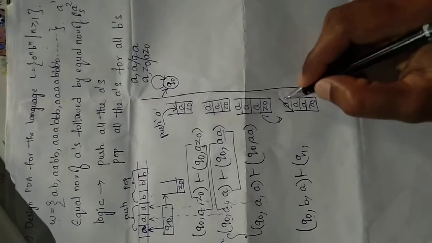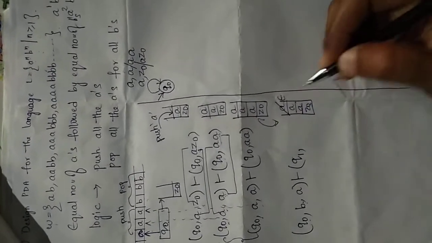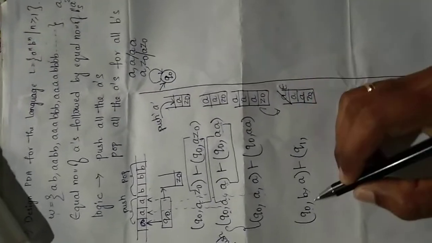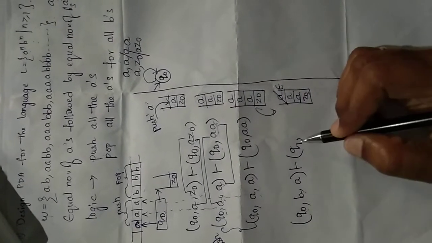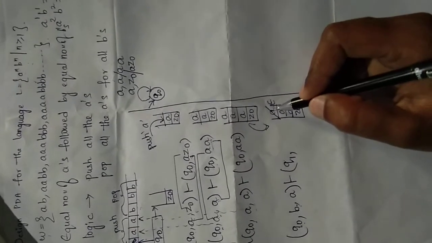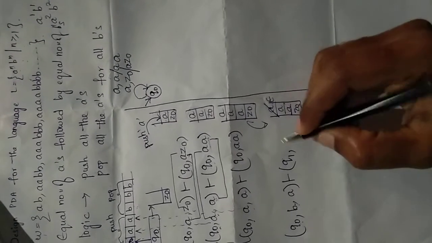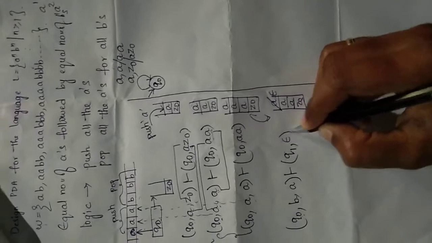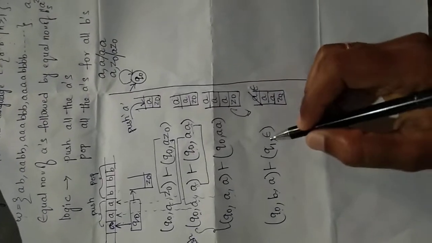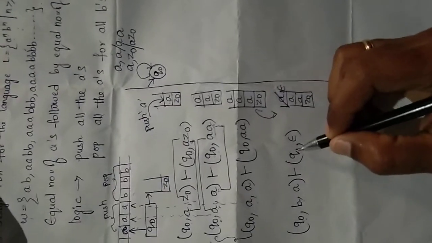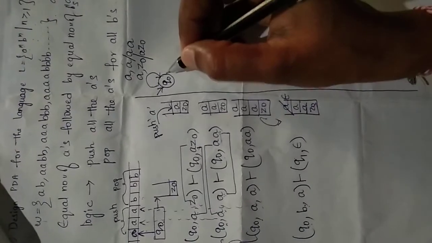How to represent this empty space? With the epsilon. So when you are popping the symbol from the stack, we are moving to some other state and this place is empty, meaning we are popping the symbol. Take this epsilon. Now this is the pop ID. Now how to represent this ID in the form of automata?